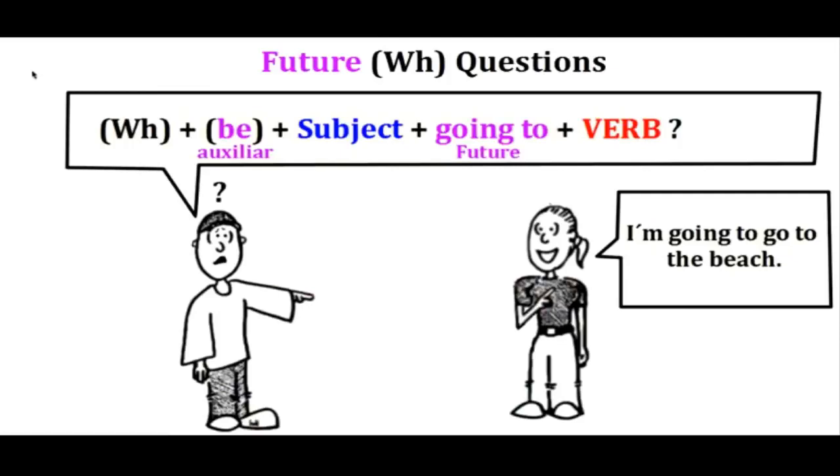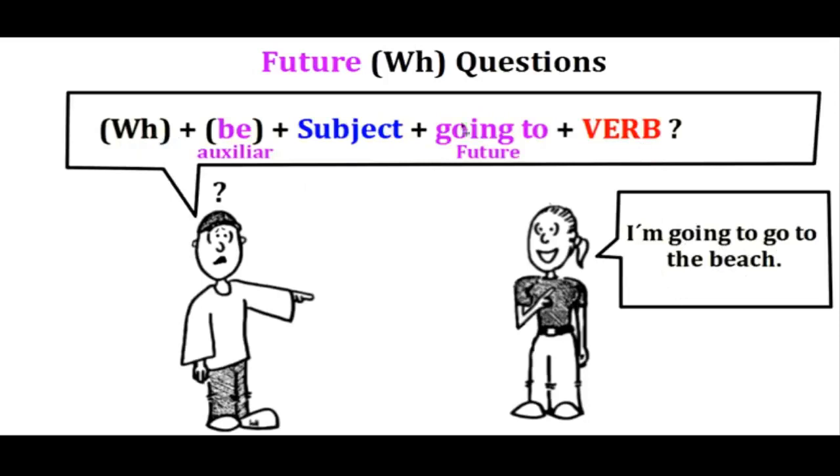All right, now it's time for the grammar. And today's grammar is the future. WH questions. So, remember, similar to all questions, we use the WH question word to start the question. Then the auxiliary verb be, the subject, going to for the future, and the verb, the principal action. So the answer is I'm going to go to the beach.